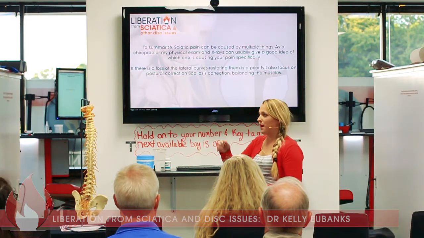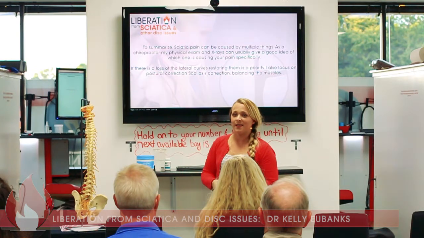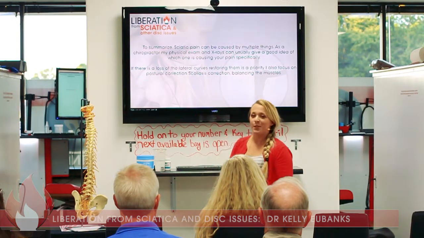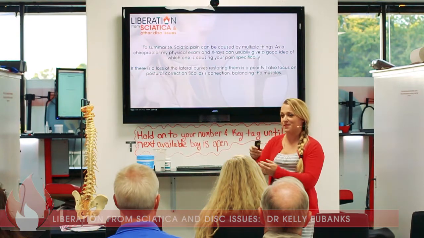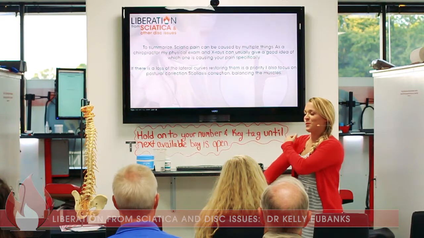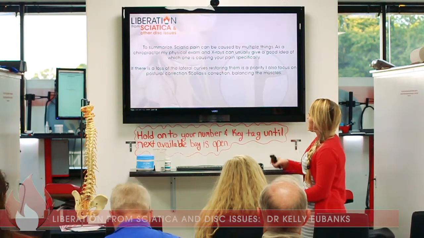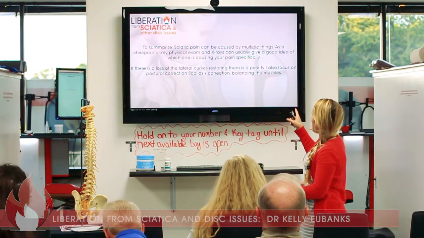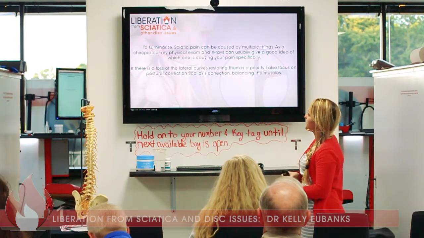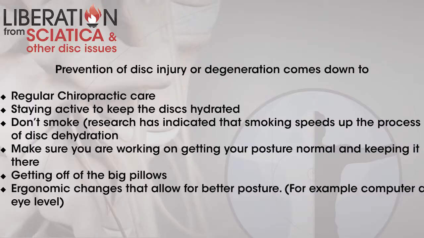If I take x-rays and you have a cervical reversal and your arms are numb, I'm going to kind of guess that even without MRI, that you probably have a disc herniation because of that reversal. You're probably pressing on that disc, which is pressing on that nerve, which is making your arms go numb. Not treat it as such. If there's a loss of vital curves, restoring them is a priority. I also focus on postural correction, scoliosis correction, and balancing the muscles.